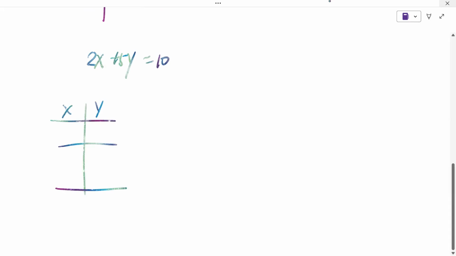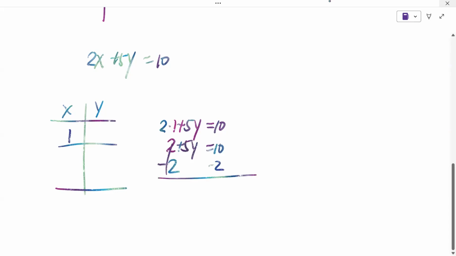And so you create a table like this, and then we just pick the x value. Let's say we pick x equal to 1. Then we can solve for y. So 2 times 1 plus 5y equals 10. I'll get 2 plus 5y equals 10. Subtract 2 from both sides of the equation, and 5y equals 8. Divide both sides of the equation by 5. We get y equal to 1.6, right? 8 divided by 5 is 1.6.